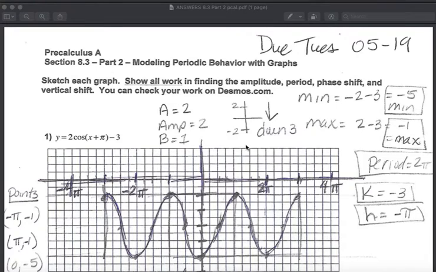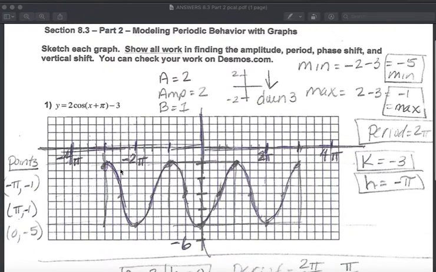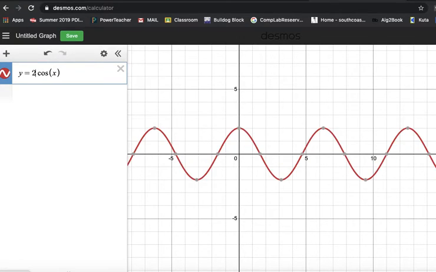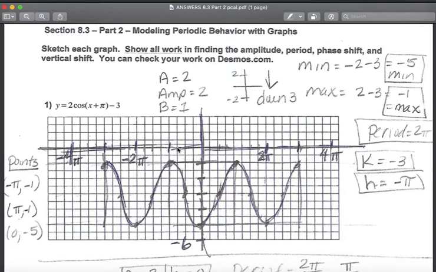So to make the box, I'm going to make the top of the box at negative 1 and the bottom of the box at negative 5, where the max and min values are. The cosine wave, if we take a look in Desmos, normally begins at the maximum value of 0, comma, whatever the amplitude is. I'm going to change it to 2, so 0, comma 2. Since h is negative pi, this wave is going to start at negative pi. Move back to the left pi units. So that's where the left side of the box is, at negative pi.